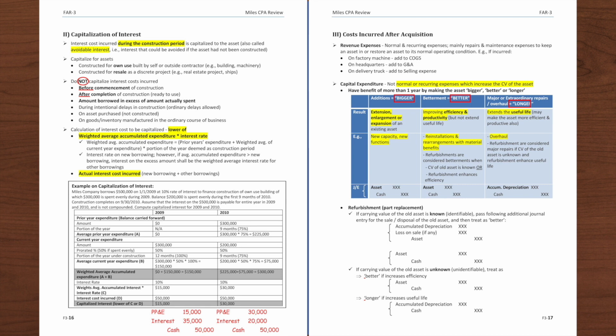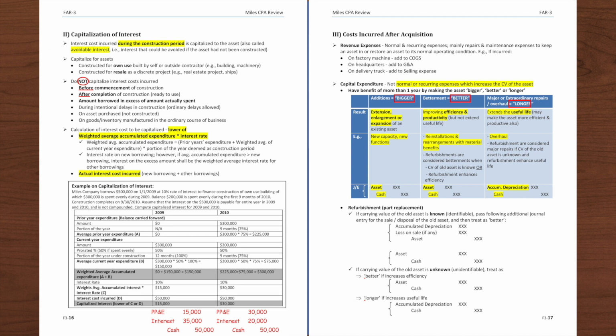Now, looking at the journal entries, for bigger, debit to asset, credit is cash or payable. So highlight asset and cash. For better, it's the same journal entry, the debit to asset and the credit to cash. But for longer, the debit is to accumulated depreciation. Credit could be cash or a payable.